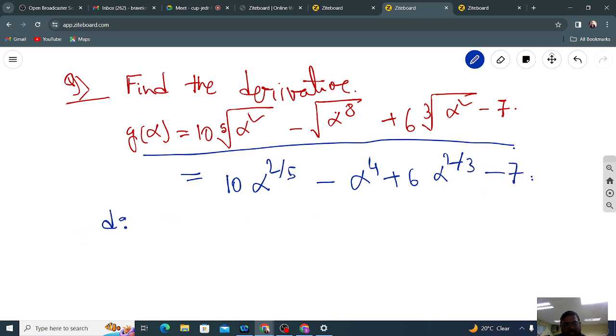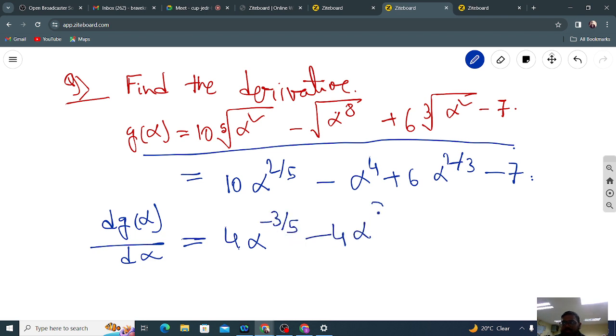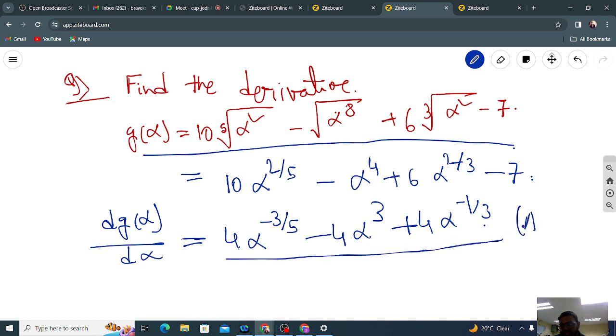So if we do d of g of alpha with respect to d of alpha, it will be 4 alpha to the power minus 3 by 5 minus 4 alpha cube plus 4 of alpha to the power minus 1 by 3. So this is the answer.